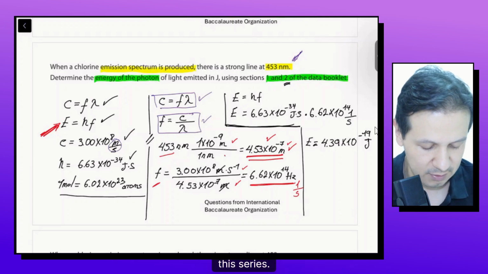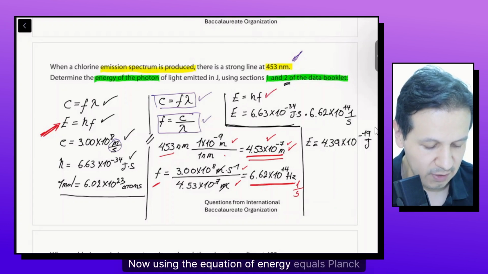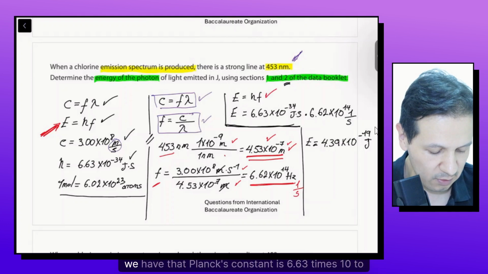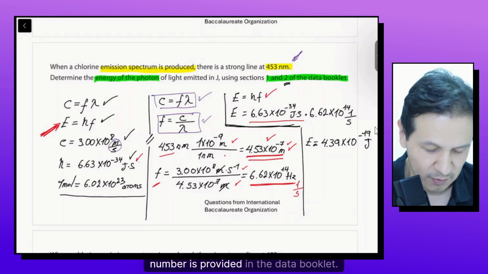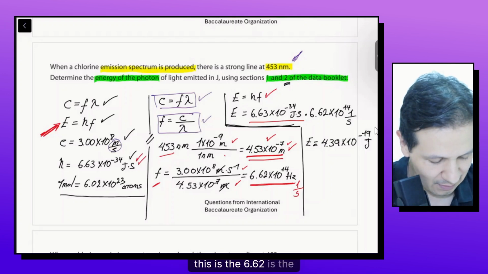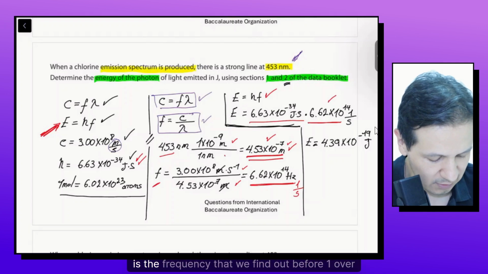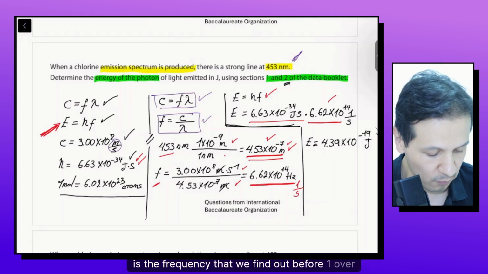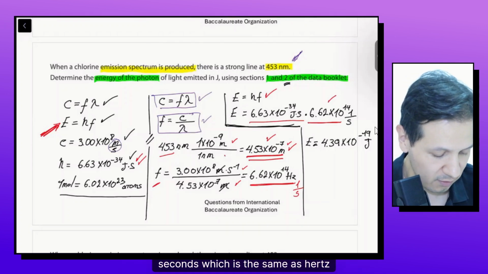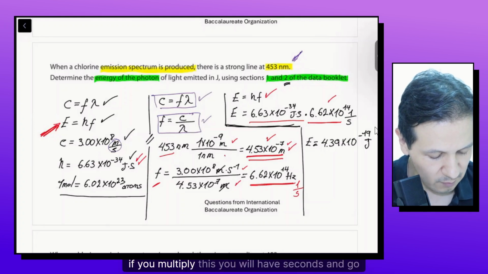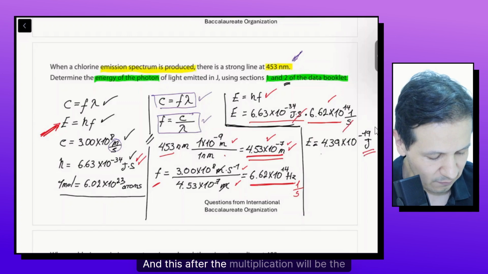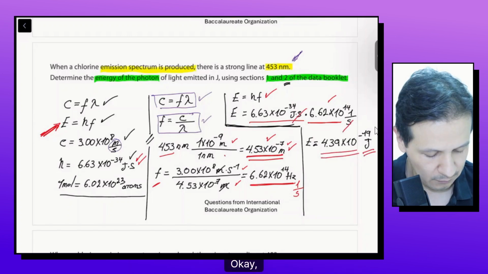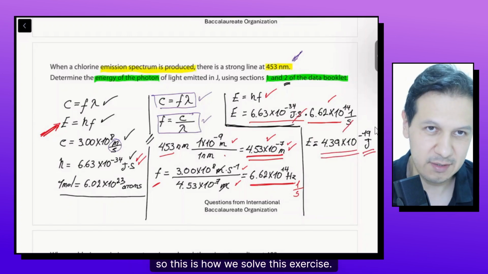Now, using the equation of energy equals Planck constant times frequency, we have that Planck's constant is 6.63 times 10 to the power of negative 34. Remember that this number is provided in the data booklet, and this 1.62 times 10 to the power of 14 is the frequency that we found before, 1 over seconds, which is the same as hertz. If you multiply this, the seconds cancel and the unit will be joules. And this, after the multiplication, will be the energy. So this is how we solve this exercise.